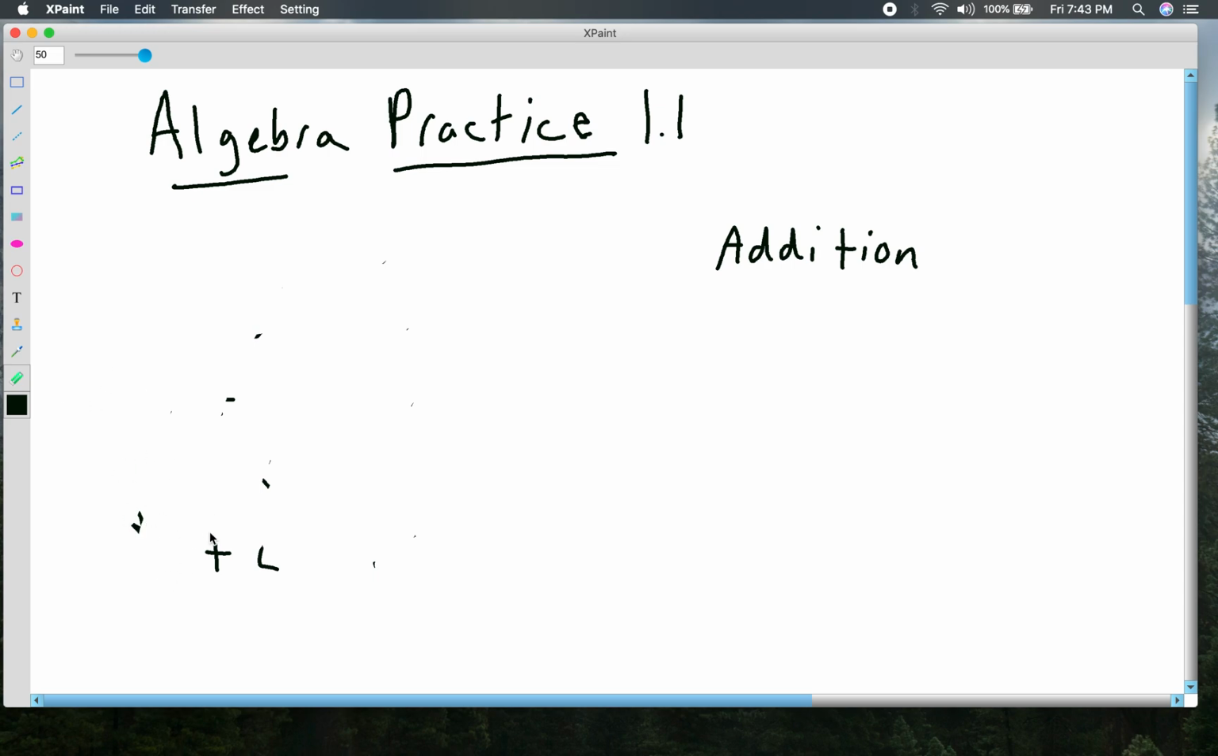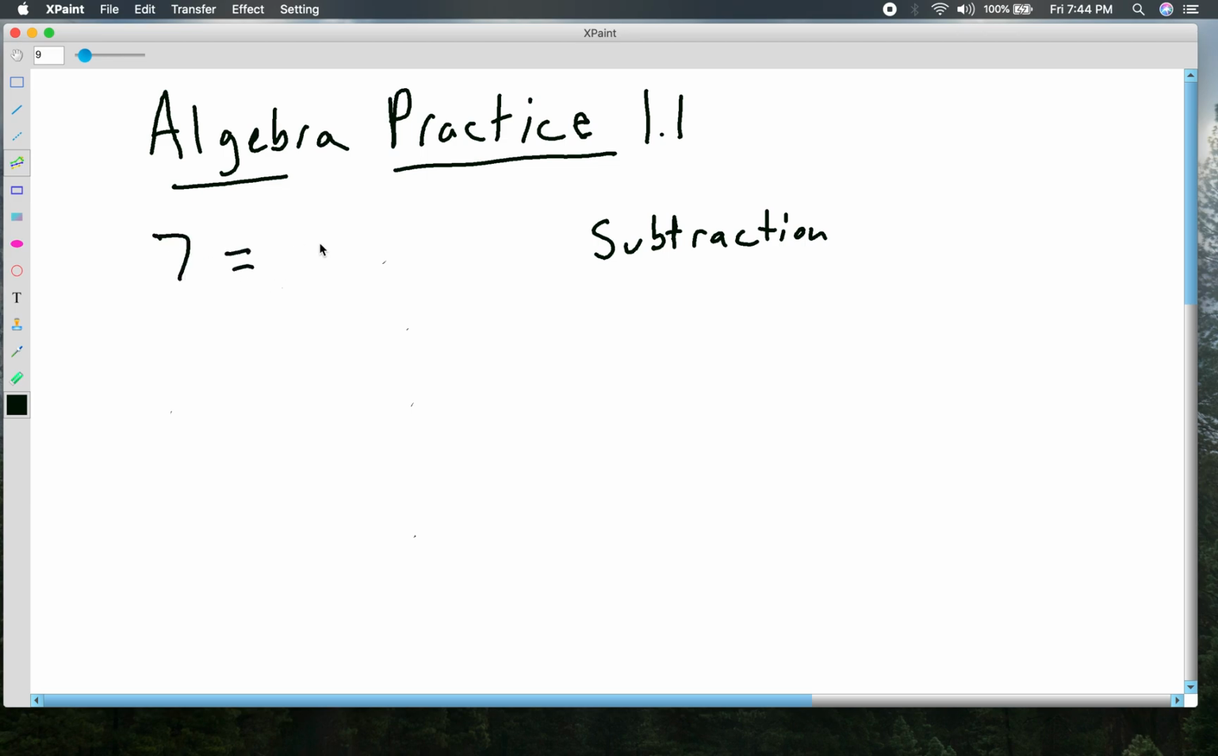I'm going to show you another example that uses a subtraction sign. All right. So let's go to showing you what it looks like when you have subtraction going on. My question is, here it is. 7 equals x minus 3. So x is our variable, but we are subtracting a number here, and we want to isolate x.